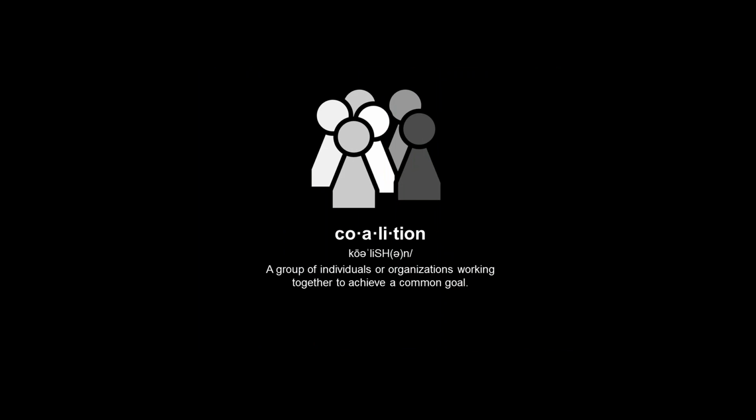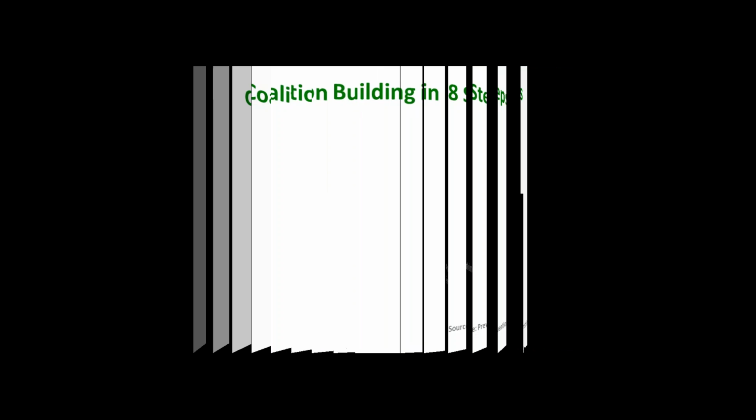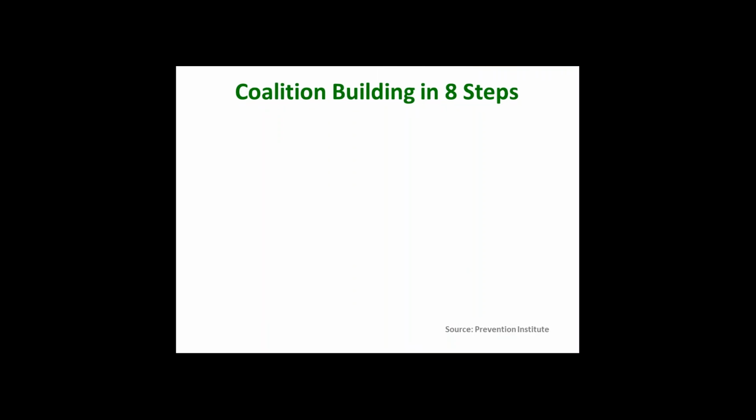We'll start with the definition. A coalition is a group of individuals or organizations working together to achieve a common goal. Okay. This slide outlines 8 steps to building a successful coalition. These steps were adopted from a document put together by the Prevention Institute.